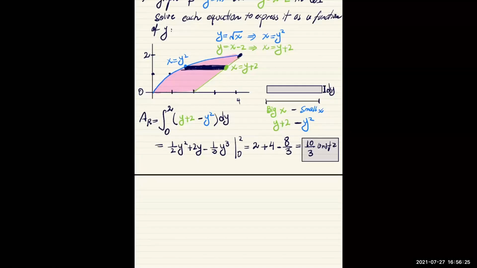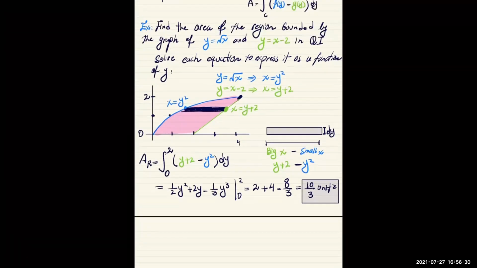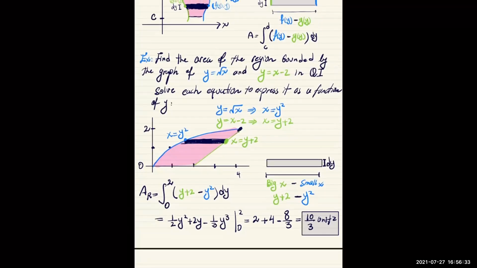Could you technically graph these and just change up the x and y axis? What do you mean change the x and y axis? Because that looks kind of trippy to me, to be honest. It's still kind of weird how y plus 2 is the big x. Because intuitively, I don't know, it kind of looks like y minus y squared is the big x. Okay, well, why?